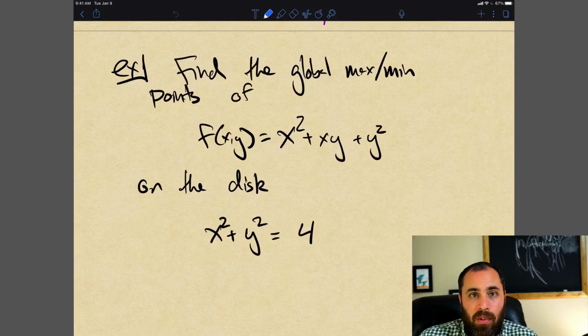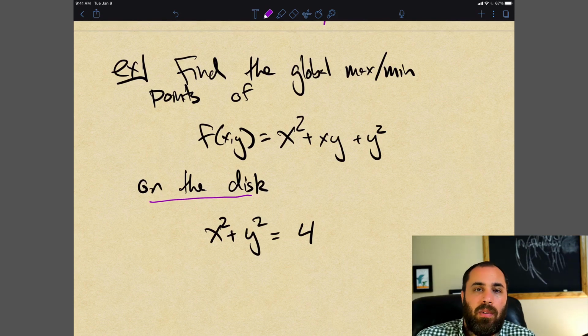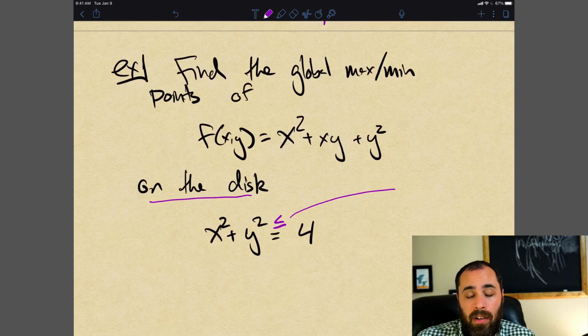Let's do another example. We'll look at this function x squared plus xy plus y squared, and I'd like to know where the max and min points are on the disk. And when I say the disk, I don't mean just the circle, I mean the interior too. So really, we could think of this as a less than or equal sign to think about what's happening inside the disk in the interior. We'll think about critical points.